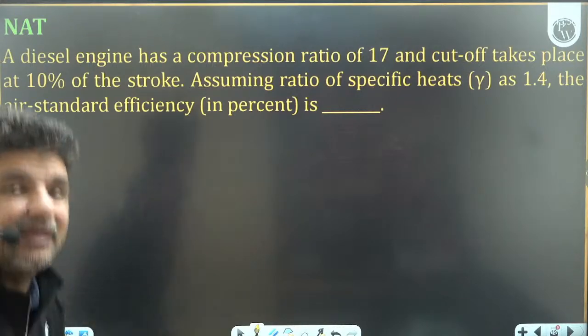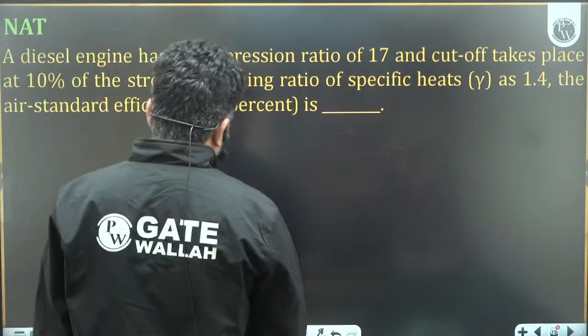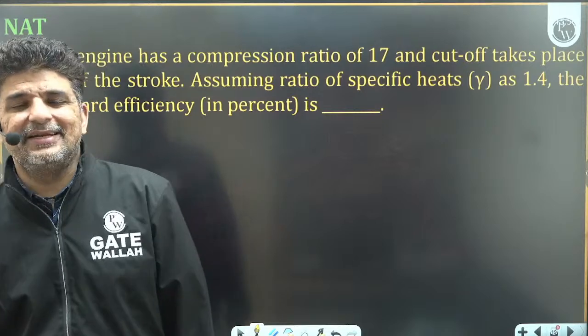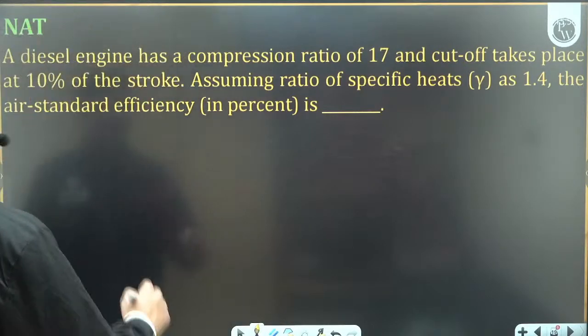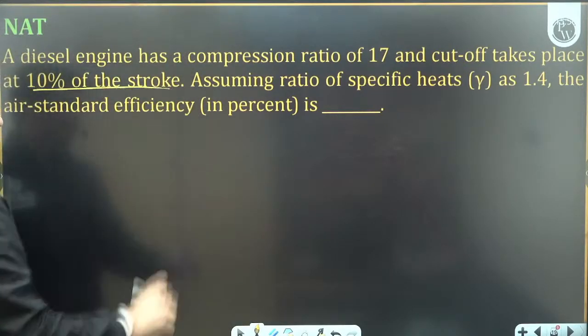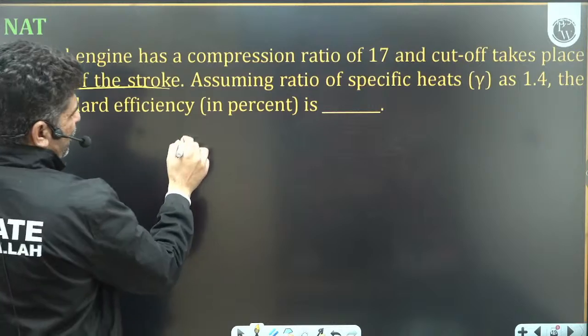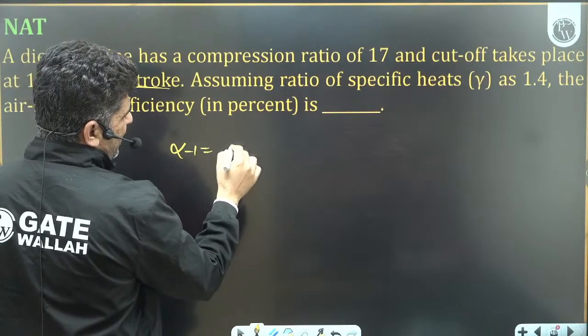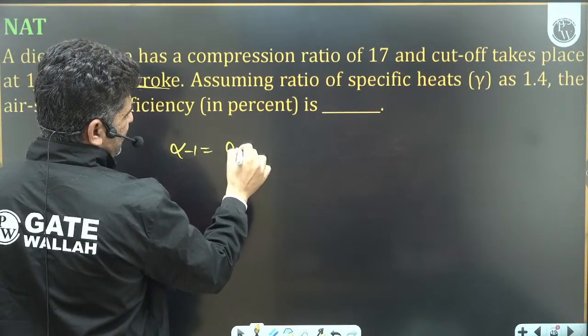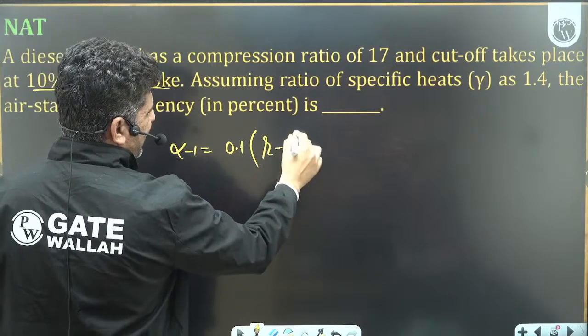Very good, excellent. So guys, we know that for calculating efficiency in a diesel engine, you need to calculate alpha. And it is given that the cutoff takes place at 10% of the stroke. So we know that alpha minus 1 is equal to the length of the stroke, that is 0.1, multiplied by r minus 1.